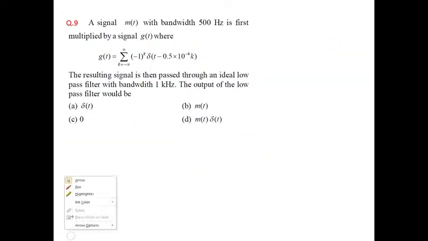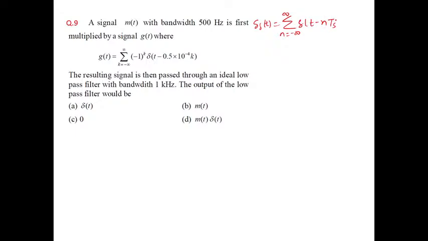Now come to the next question, and this is a very good question. Now there is a catch in this question, and many a times the students fall into the trap. Now this function is not the ideal sampling function. The ideal sampling function is basically the summation, n from minus infinity to infinity, of delta(t minus nTs).